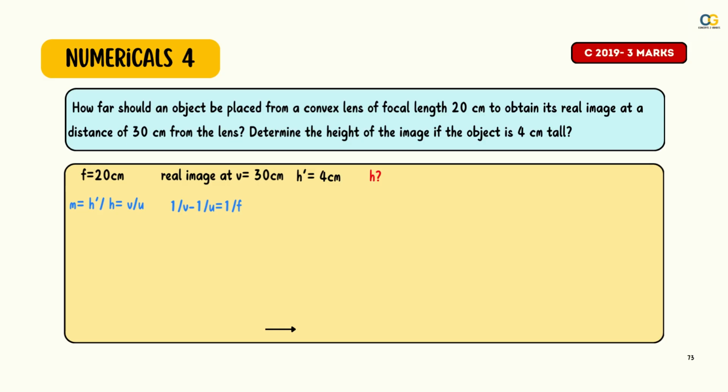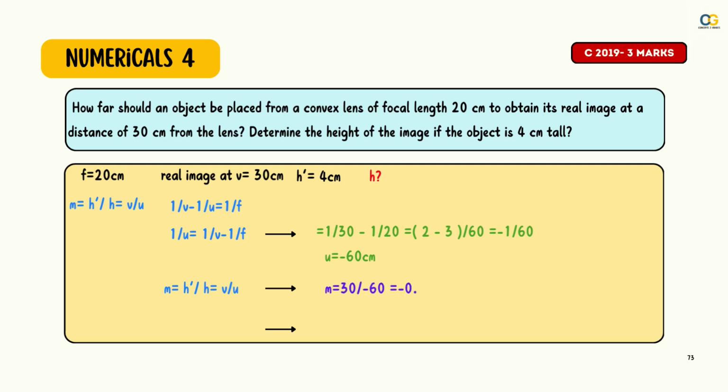So 1 by u will be equal to 1 by v minus 1 by f, which is 1 by 30 minus 1 by 20, which is 2 minus 3 by 60, which is minus 1 by 60. 1 by u is minus 1 by 60, so u will be minus 60 centimeters. So the magnification now will be v by u, which is 30 by minus 60, which is minus 0.5. And the object height will be equal to h dash by m, which is 4 divided by minus 0.5, which will be equal to minus 8 centimeters. When they add a ray diagram to this question, it comes for 5 marks.